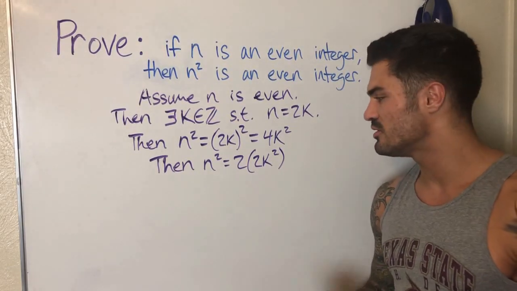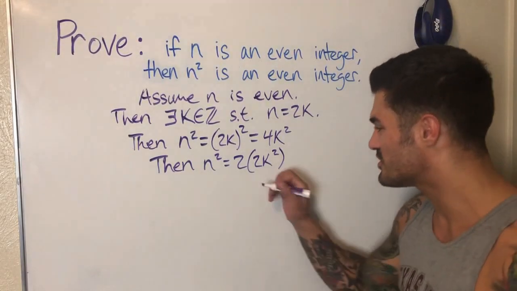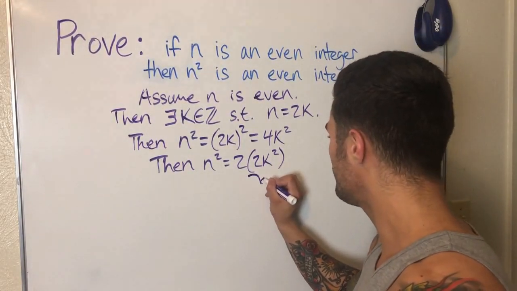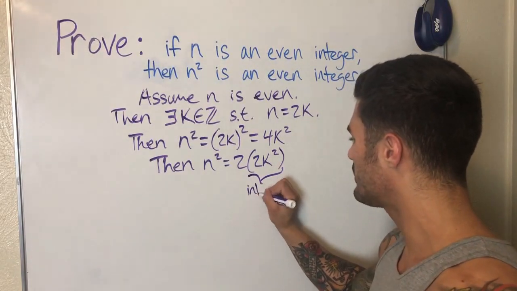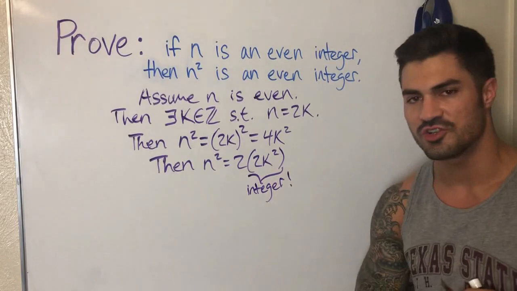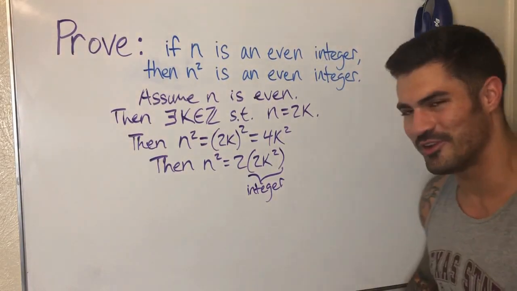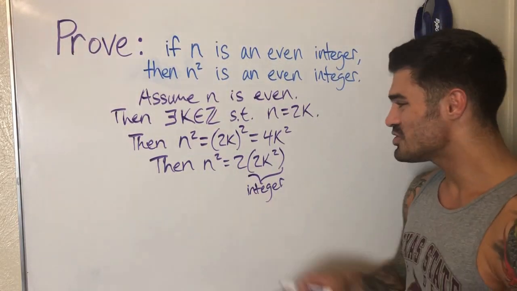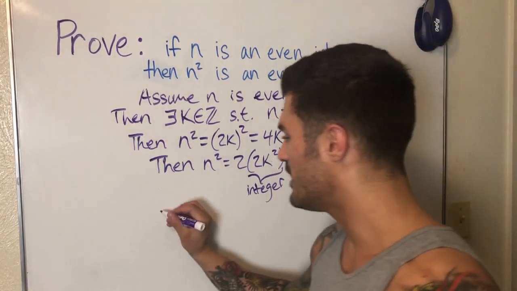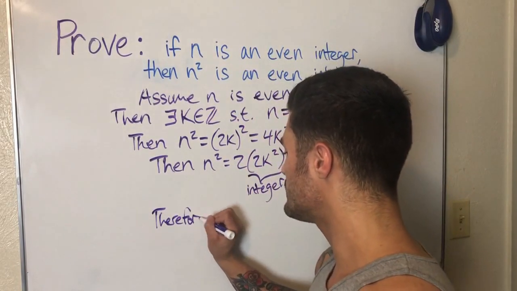k is an integer. That means k squared is an integer. That means 2 times k squared is an integer. This is good. So this is an integer. I'll put a little integer symbol here, just to let the world know, hey, I know this is an integer. Well, I'll erase that just in case they think it's integer factorial. All right, then n squared equals 2 times an integer. Therefore, n squared is even. So that's it. Wasn't that fun?